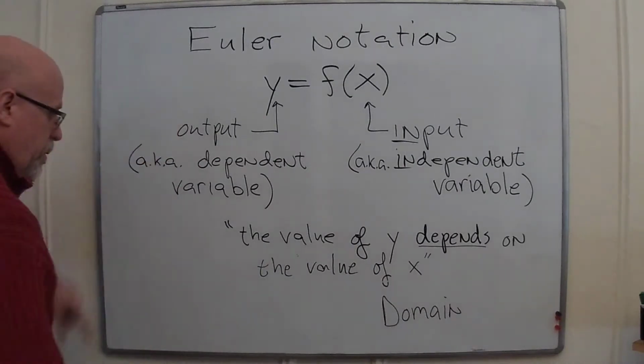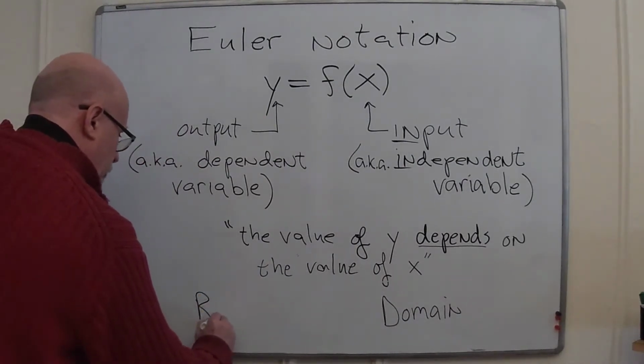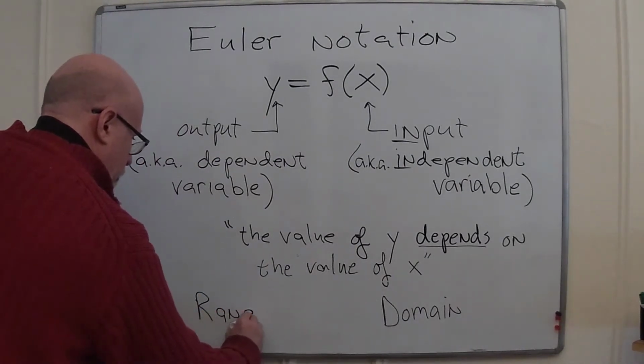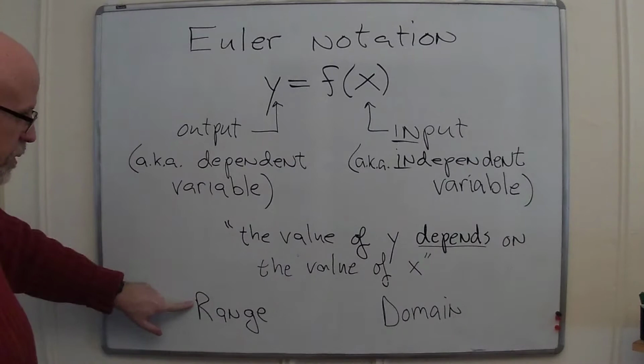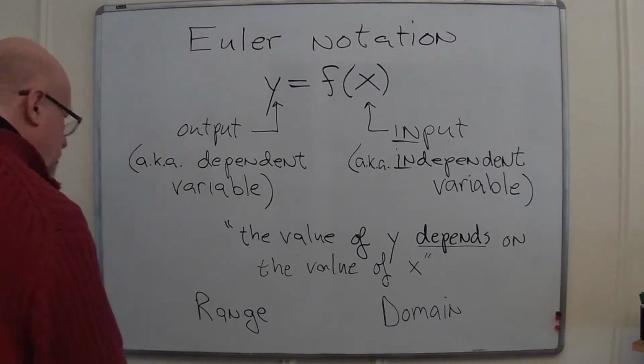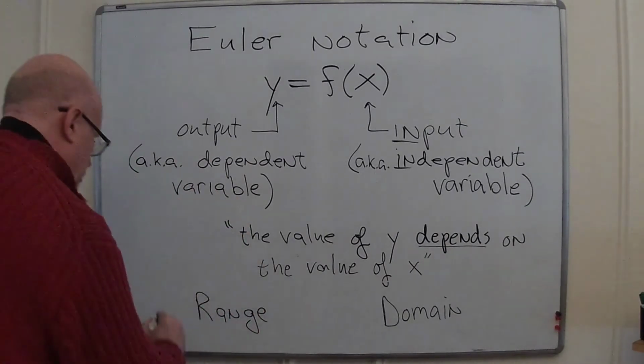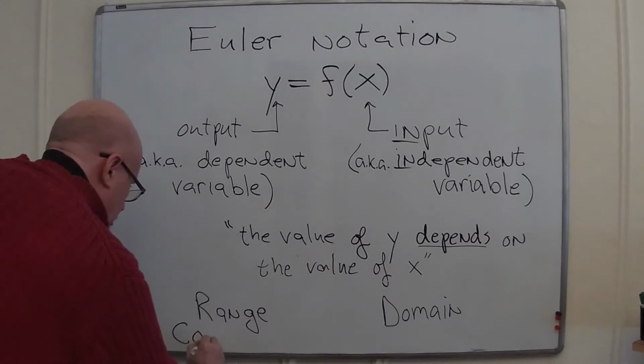Output variables are associated with a set as well, called the range. And there's another name, which unfortunately our book doesn't go into, that goes with the output variables. It's called the codomain.